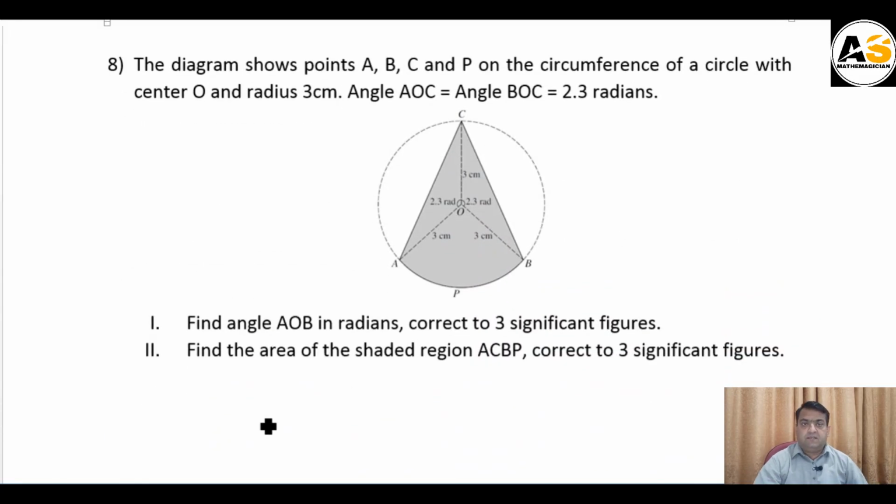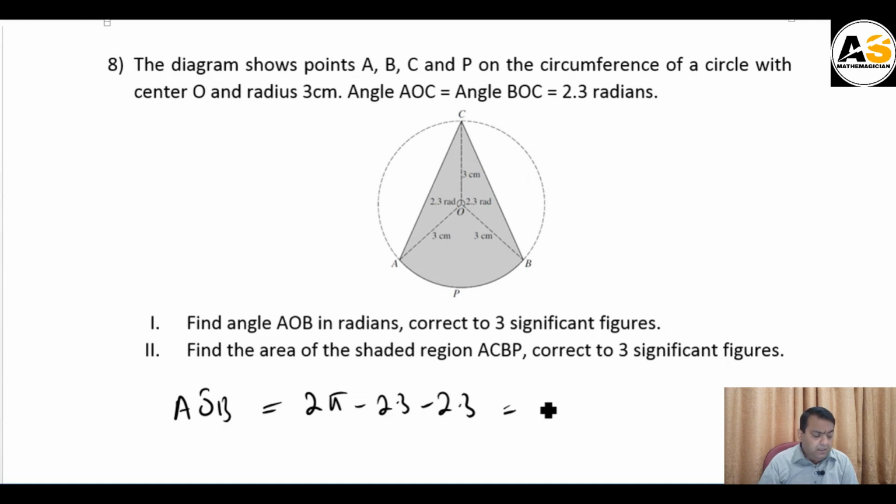Last question of today's class. This is again related to circle, its sectors and its arc length. We are shown 3 points on the circumference of a circle ABC, and P is also a point with center O and radius 3. This angle AOC and this angle BOC both are 2.3 radian. We have to find angle AOB. Angle AOB is very obvious, is 2 pi minus 2.3 minus 2.3, which will be simplified to 1.683 radian.